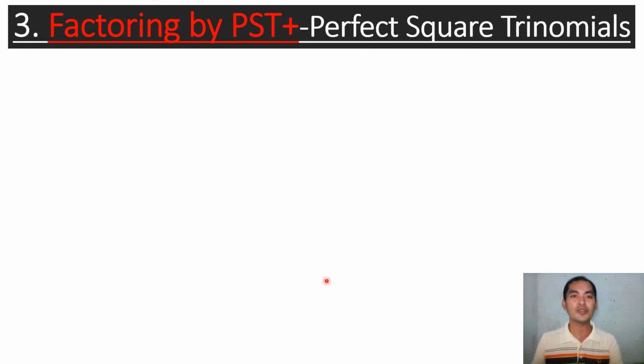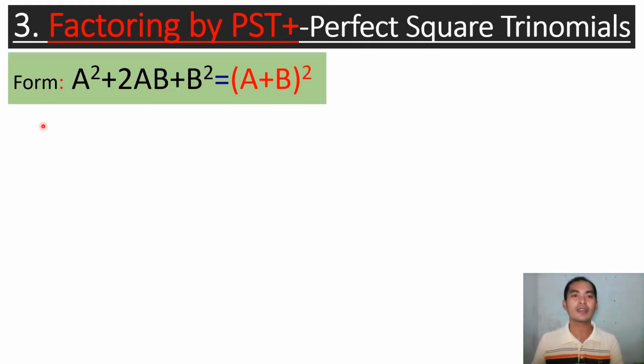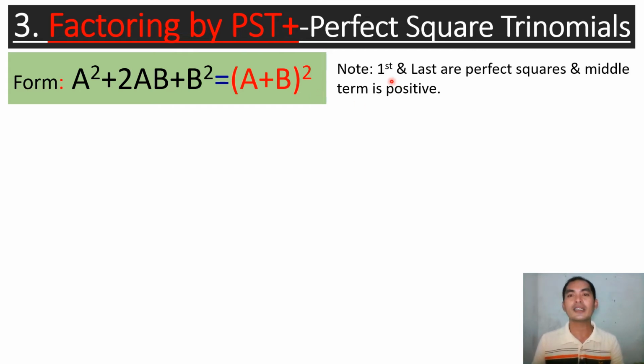Let's proceed to the third type of factoring. Factoring by PST. PST means perfect square trinomials. We have the form a squared plus 2ab plus b squared equals the square of a plus b. Ano yung tatandaan nyo dito? The first and the last terms are perfect squares, a squared and b squared. And the middle term is positive.